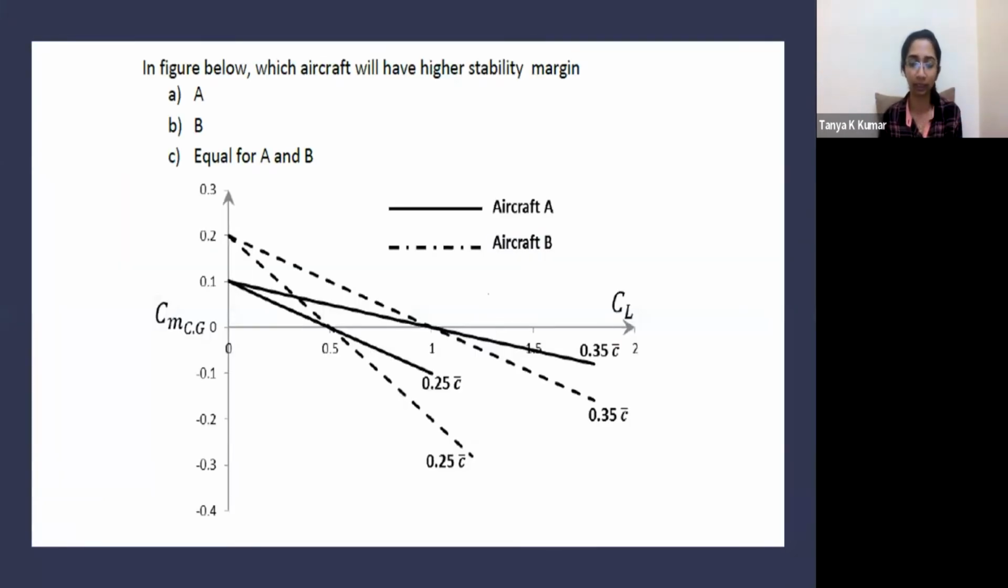Now let's look into a few questions. In the figure given below, which aircraft will have higher stability margin? Think about it and let me know. Just look at the graph, look at the two. The solid line represents aircraft A, the dotted line represents aircraft B. The graph is plotted for different CG values, one at 0.25 c and one at 0.35 c. Which aircraft would be more stable?